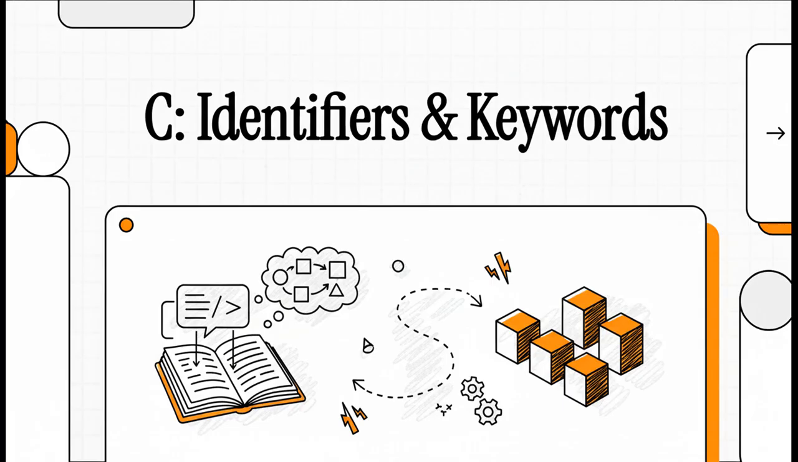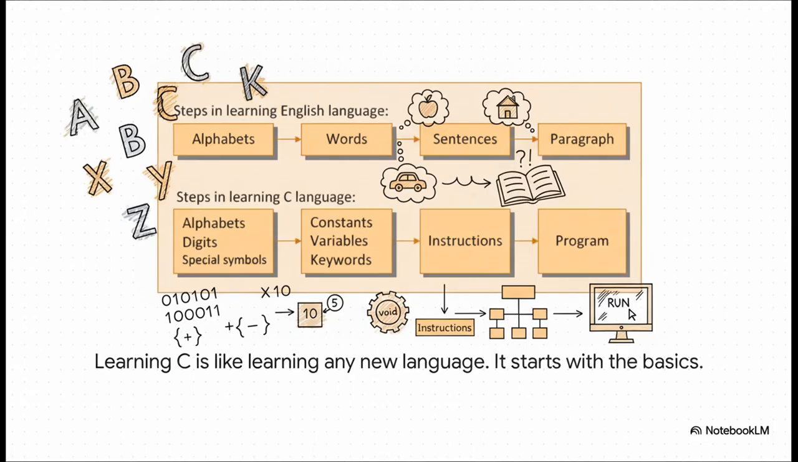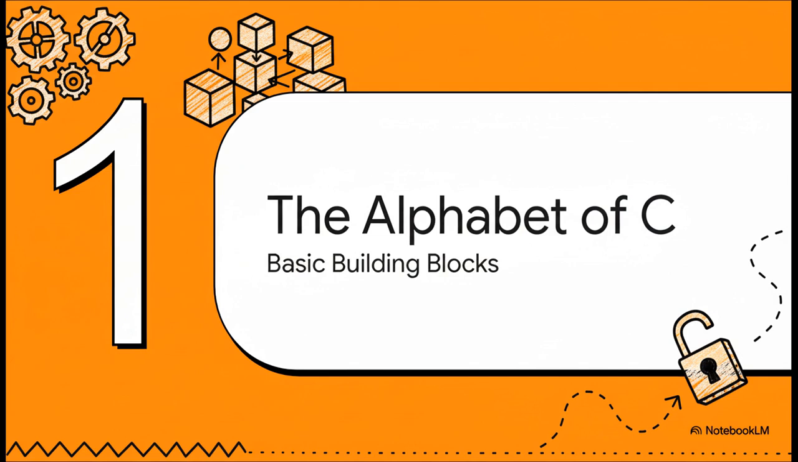Let's jump in. You know, it might sound super technical, but learning C is a lot like learning any spoken language. Seriously, think about it. In English, you start with the alphabet, you mash those letters into words, and then you build sentences. C works on the exact same principle. So following that idea, let's start at the very beginning with C's version of the alphabet. These are the fundamental building blocks we're going to use to construct everything else in the language.